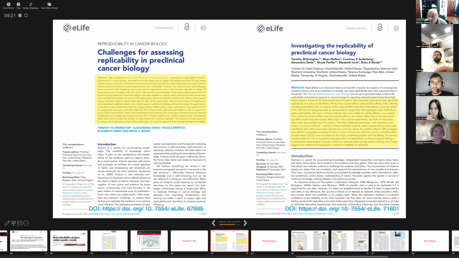For positive effects, 40% of replications succeeded according to 3 or more of these 5 methods. And for null effects, 80% of replications were successful. Combining positive and null effects, the success rate was 46%. A successful replication does not definitively confirm an original finding or its theoretical interpretation, so that's legal language.